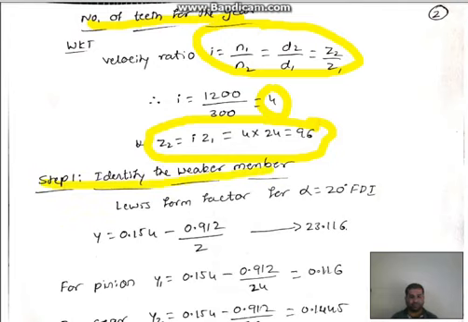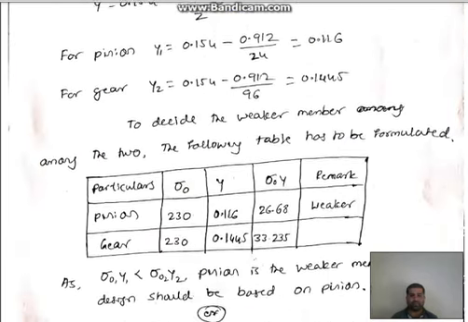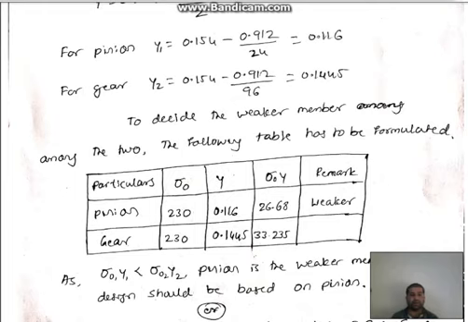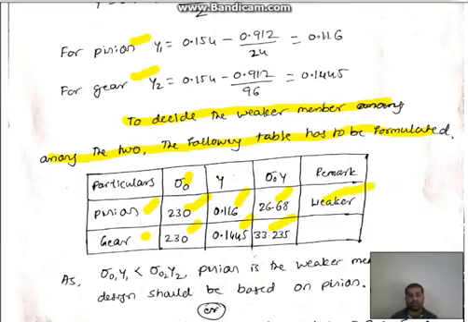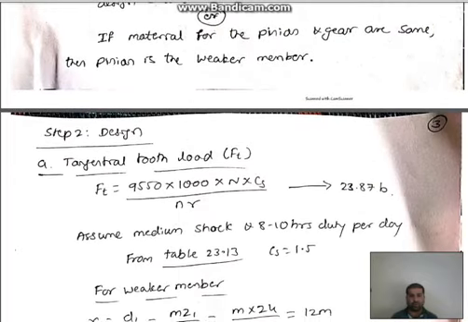Step 1. Identify the weaker member. The pressure angle is alpha equal to 20-degree FDI. For that, the Lewis form factor equation is given here. Find the Lewis form factor for the pinion and gear. To decide the weaker member among the two, the following table has to be formulated. The value of sigma naught is given for pinion and gear, that is 230, and the Lewis form factor for pinion and gear is calculated, and we calculate the product of these two. The one whose sigma naught y is less is the weaker. Or if the materials for the pinion and gear are the same, then the pinion is the weaker member.